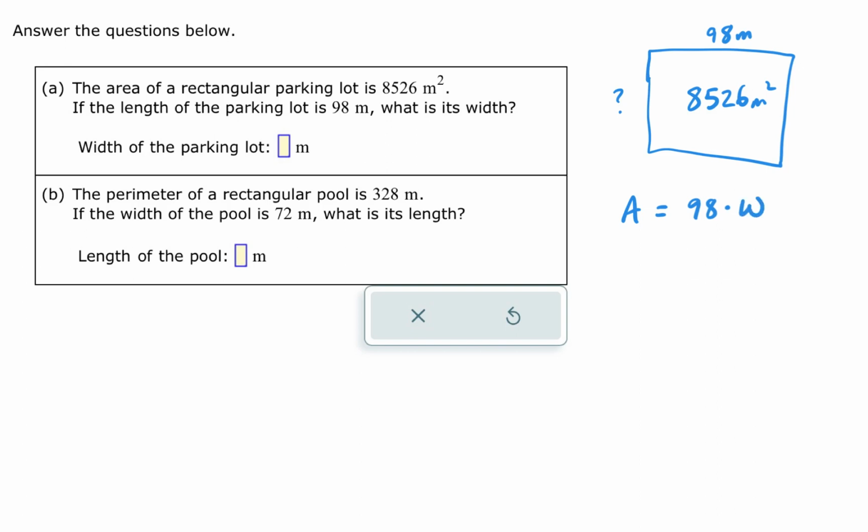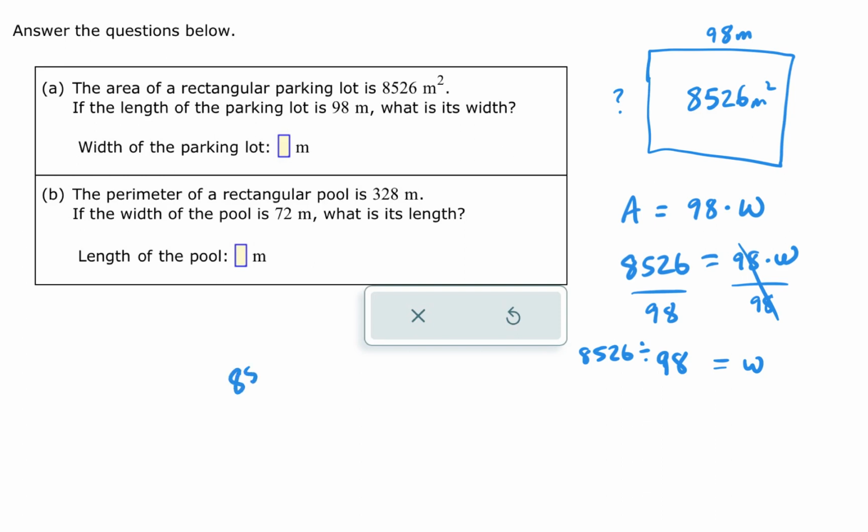I'm going to call that W for width. So 8,526 equals 98 times W. We solve this by dividing both sides by 98. And we'll get 1W equals 8,526 divided by 98. If you have a calculator, go ahead and use that to help you out here.